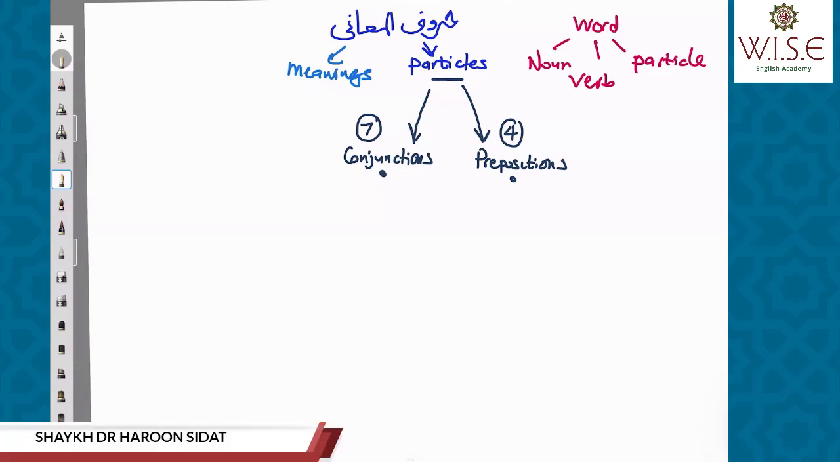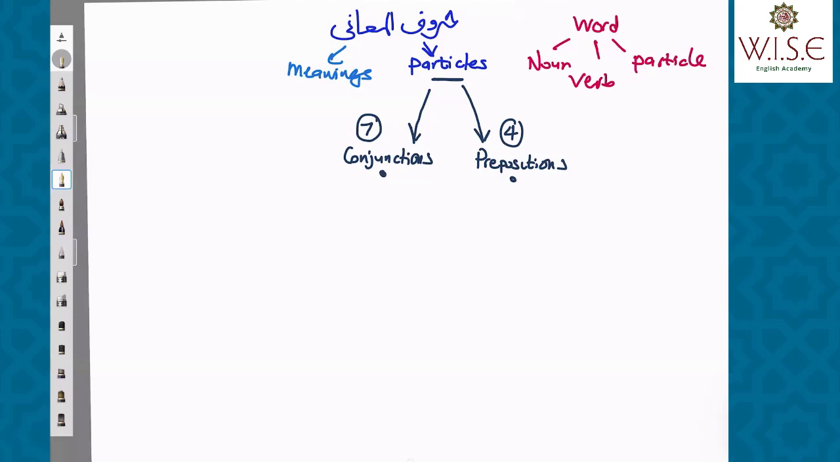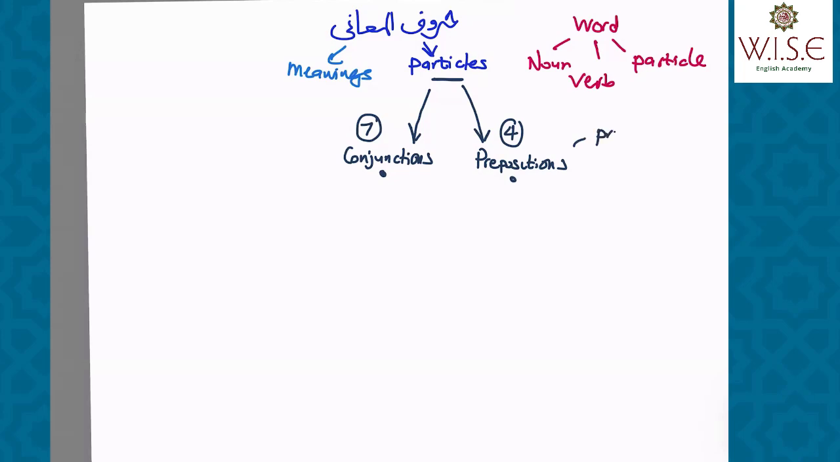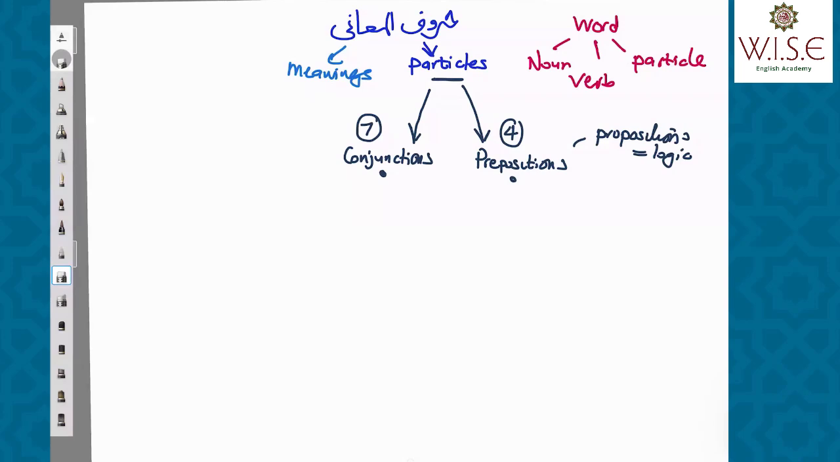And 7 of them are conjunctions, and 4 of them are what's called prepositions, not propositions. There's a difference. Propositions is something that we look at in the science of logic. Okay, so if you're studying mantiq with me, you'll know there's a difference in there. I'm just pointing this out because some people will be watching this and they'll be studying mantiq, for example.